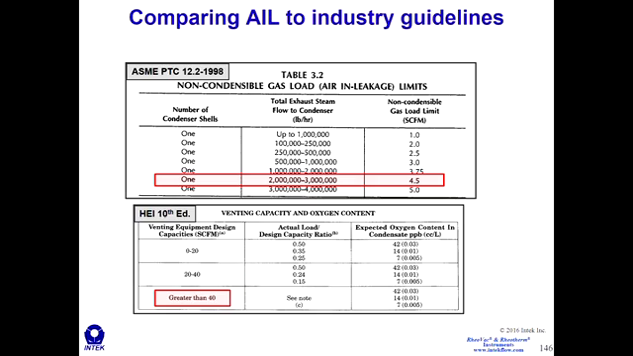Also, the HEI 10th edition guideline says that if you have air in-leakage greater than 40 SCFM, you can probably get these high dissolved oxygen content in the condensate. And we've just shown on the previous slide that there's almost no dissolved oxygen increase once we get rid of that air binding in the condenser.